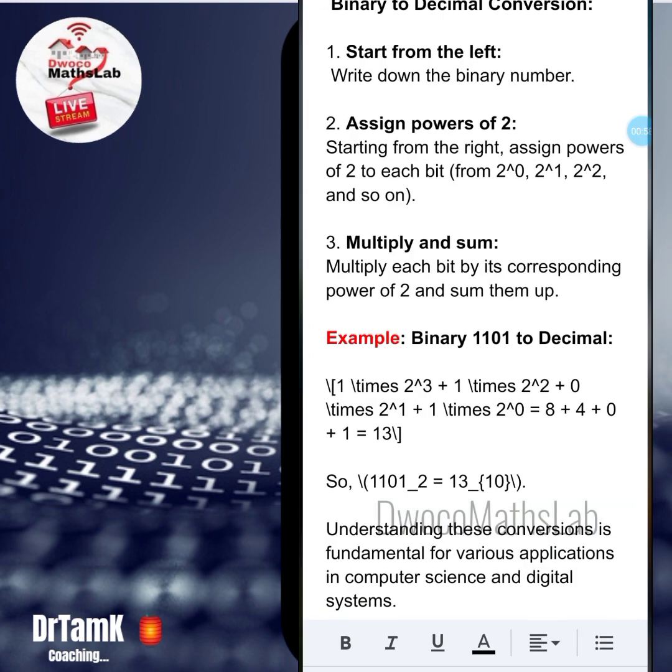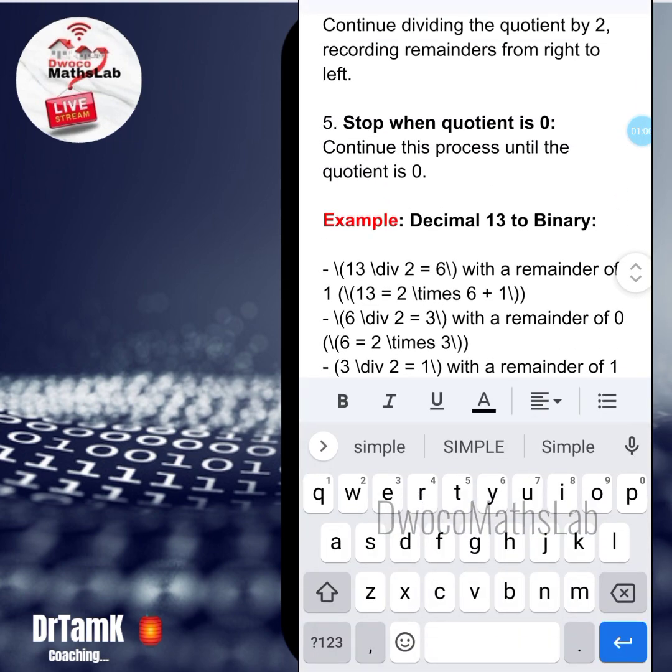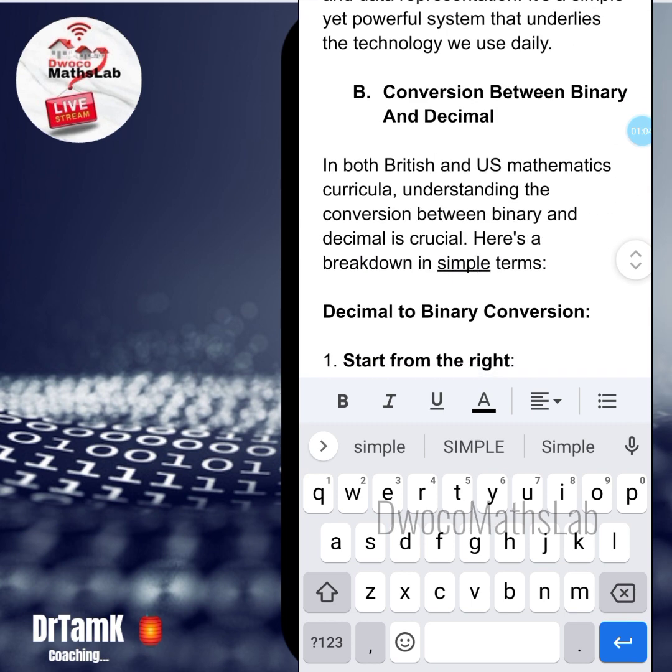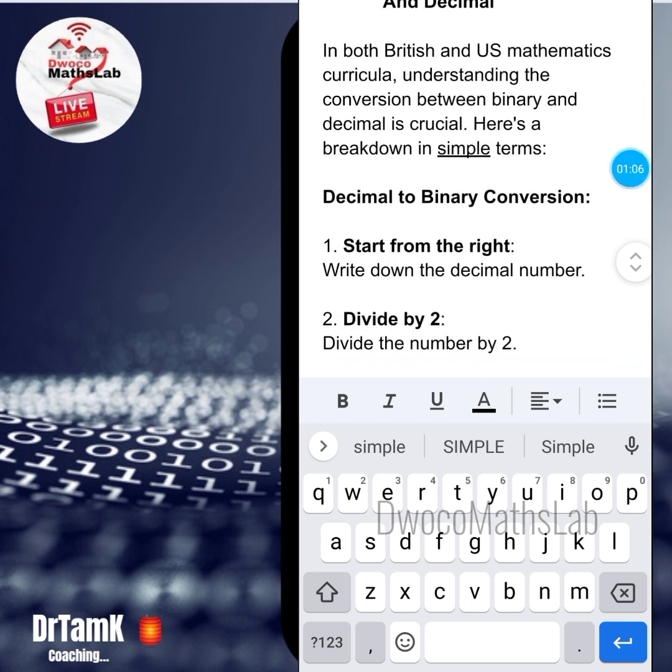This is Dr. Tam K. Here, I have started writing on this for you. Conversion between binary and decimal. Like I said, I'm focusing on the British and the US mathematics curriculum. So quickly, how can we convert decimal to binary? Decimal means base 10, binary means what? Base 2. So how can we move a value from base 10 to base 2?